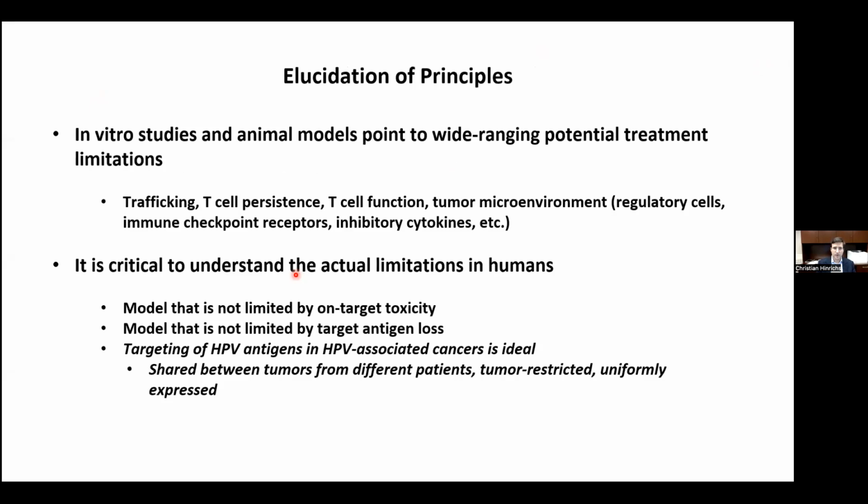So I just want to take a minute to talk about the importance of elucidating principles. In vitro studies and animal models point to wide-ranging potential treatment limitations for cellular therapy in solid tumors. These include trafficking, T-cell persistence, T-cell function, tumor microenvironment. But it's really critical to understand the actual limitations in humans, especially as this is a field that's really in its infancy, cell therapy, and in particular cell therapy for epithelial cancer.